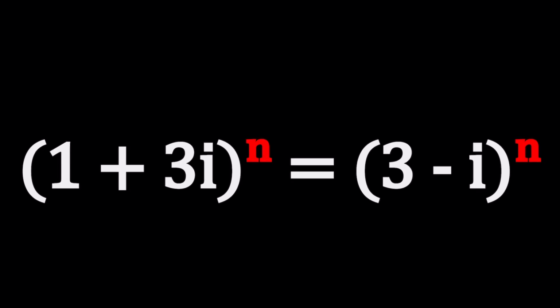This channel is all about complex numbers, and in this video we're going to be looking at an exponential equation with complex numbers. We have (1 plus 3i) to the power n equals (3 minus i) to the power n. And we're going to be solving for n values.